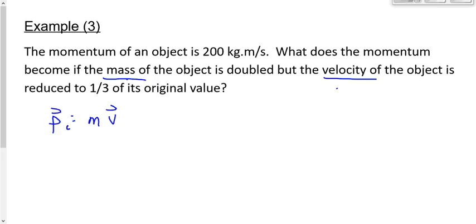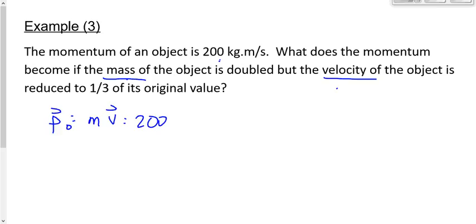I want to add a little subscript to the P. It's an O. It stands for original or old. The original momentum, the old momentum. Before I make any changes to it, this is what it is. M times V. And we know what that original value is. We're told that right in the first sentence. It's 200 kilograms meters per second.